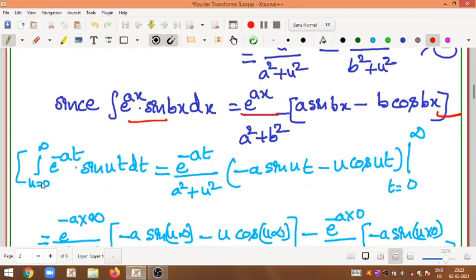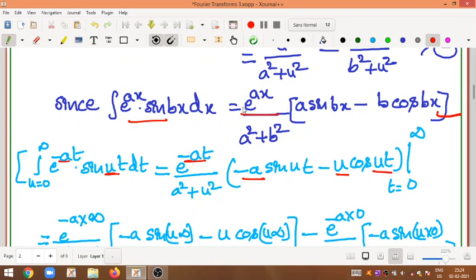So the integral from 0 to infinity of e power minus at into sine ut into dt is equal to e power minus at by (a square plus u square) into, instead of a, minus a, into sine ut minus b, in the b place it is u, into u cos ut, where cos bx becomes cos ut.